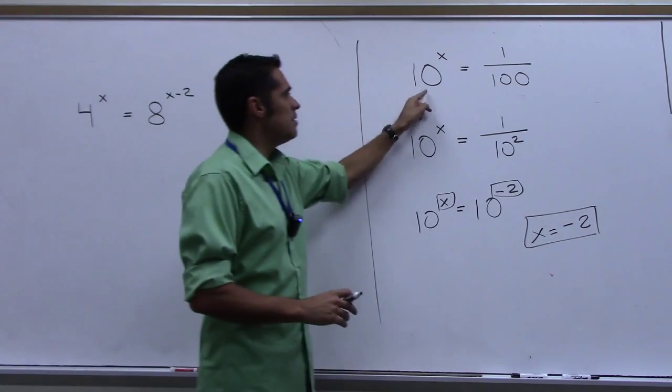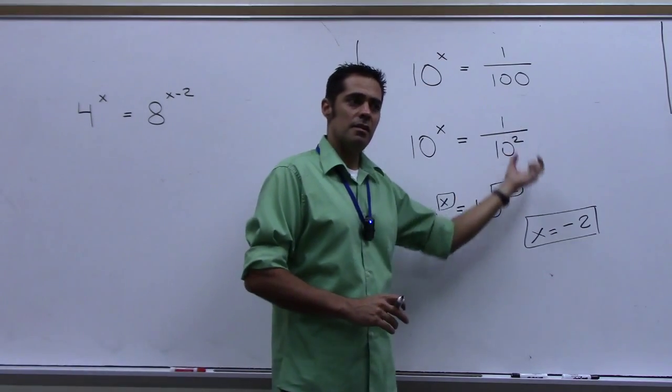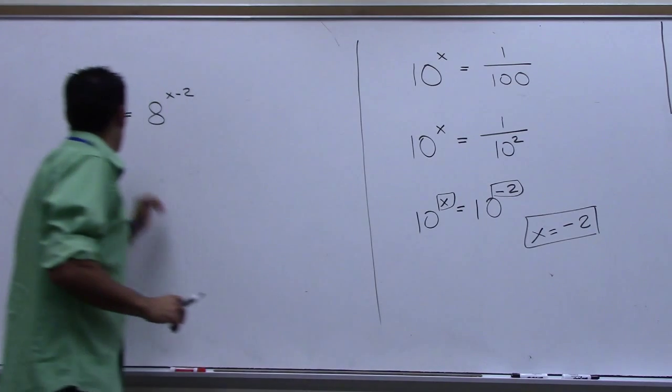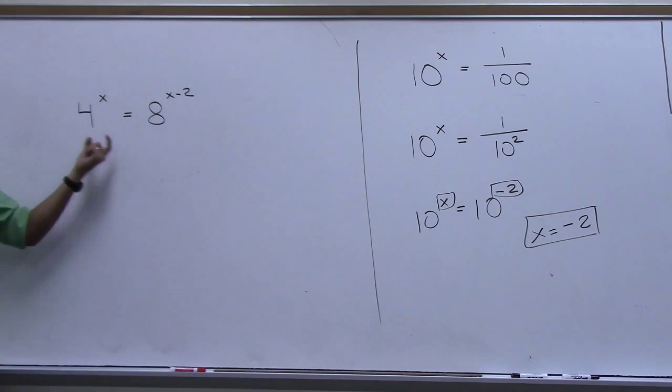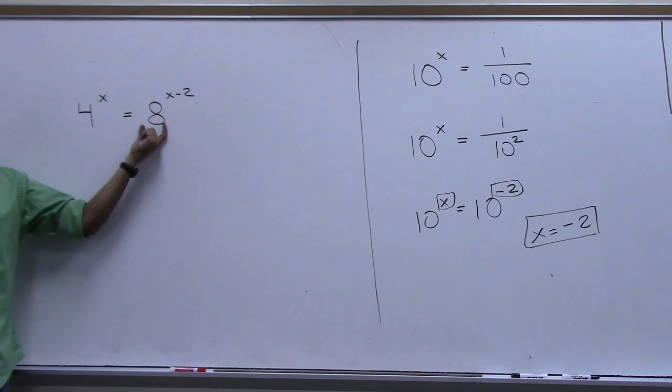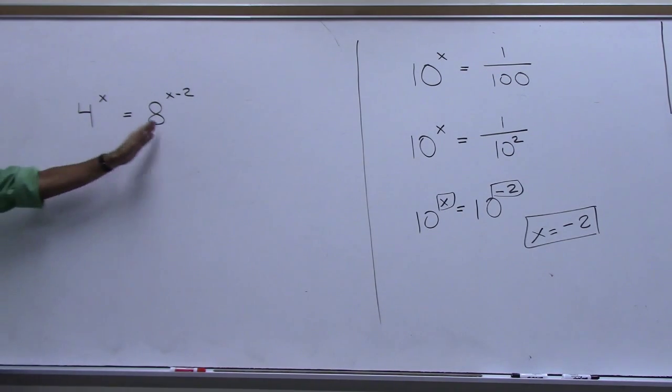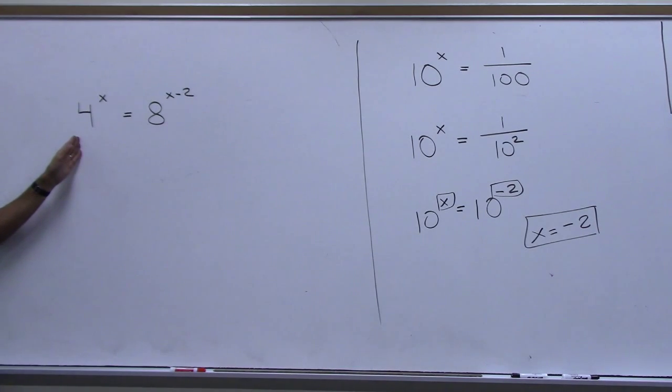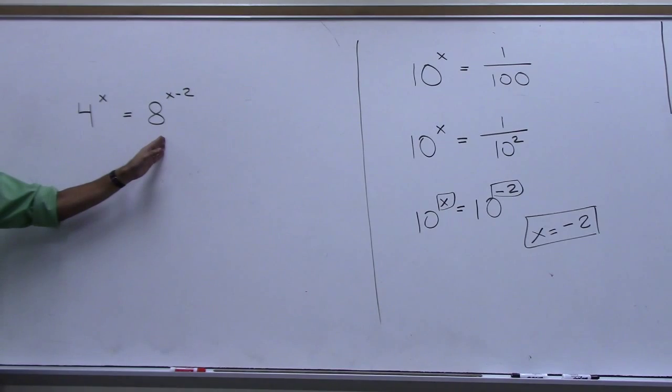Weren't we looking at the base here, 10, and trying to get a 10 over here as a base? So if I have a 4 as a base, I have to try and write this as 4 to a power. But 8 is not 4 to a power, right? 8 is 4 times 2, but it's not 4 squared. But these both do have something in common. 4 is 2 squared, and 8 is 2 cubed.